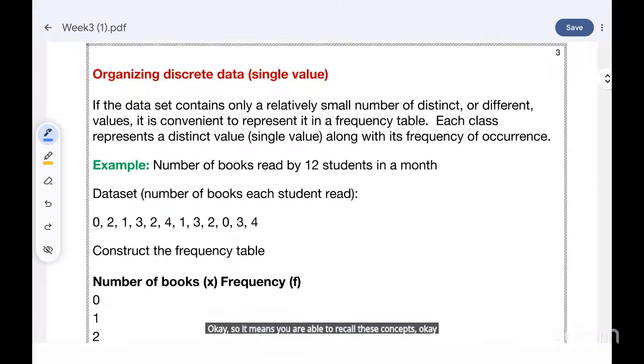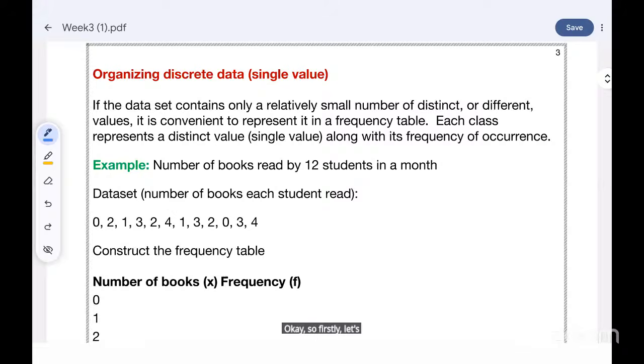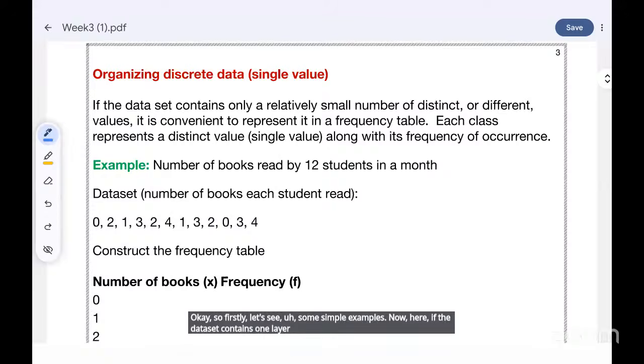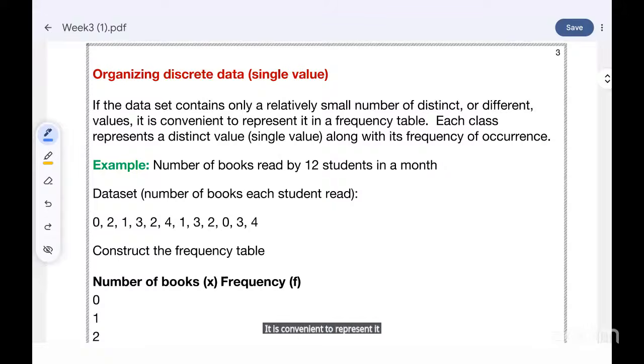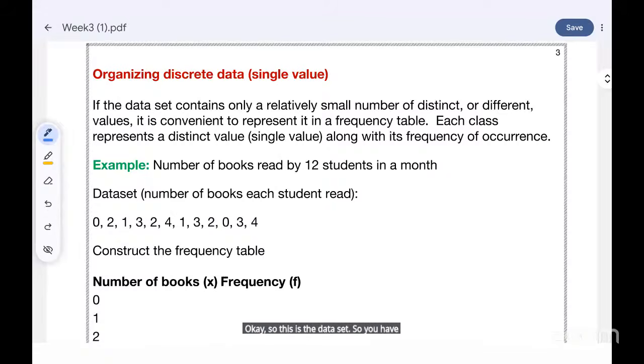Okay. So now let's see how to organize discrete data. First let's see some simple examples. If the data set contains only a relatively small number of distinct or different values, it is convenient to represent it in a frequency table. Here each class represents a distinct value, that is a single value along with its frequency of occurrence. For example, the number of books read by 12 students in a month is given below. So this is the data set: 0, 2, 1, 3, 2, 4, 1, 3, 2, 0, 3, 4.